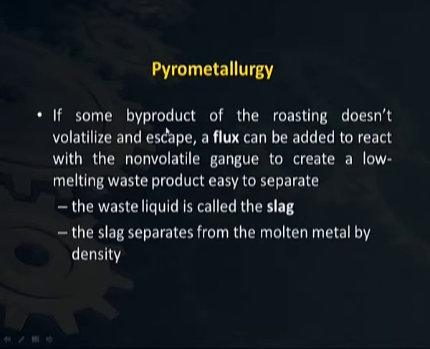If some byproduct of the roasting product doesn't volatilize easily, then a flux can be added to react with the non-volatile gangue to create a low melting waste product that separates easily. And this waste liquid is called slag. The slag separates from the molten metal because of the density difference and trickles down.